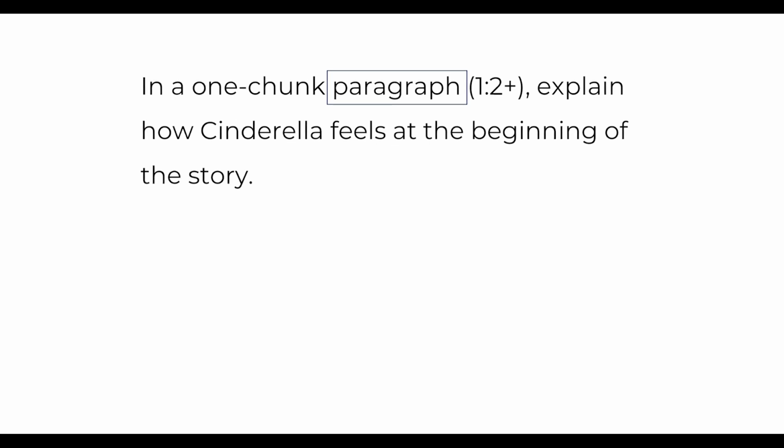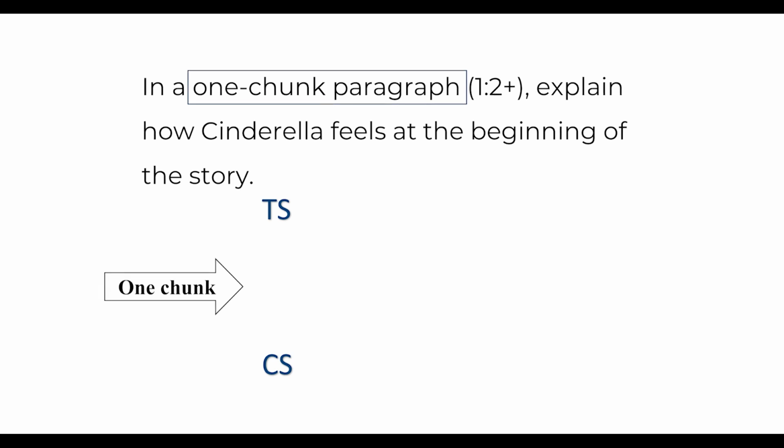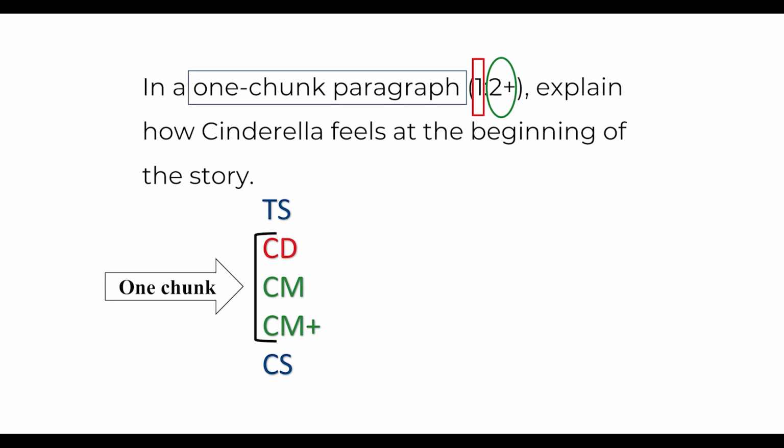We're writing a paragraph. Because we know that a paragraph must have a topic sentence and a concluding sentence, the students start the mapping process by writing a TS for topic sentence and a CS for concluding sentence below the prompt. We can also tell that the teacher has asked for a one-chunk paragraph with a ratio of 1 to 2 plus. The student draws a box around the 1 and a circle around the 2 plus, then maps out the chunk between the TS and the CS. This map helps students to know the parameters of the assignment.